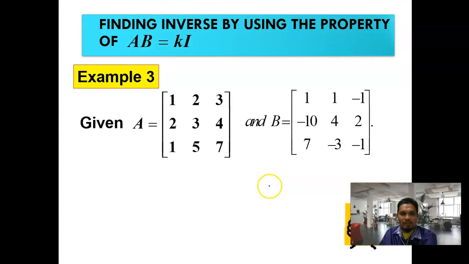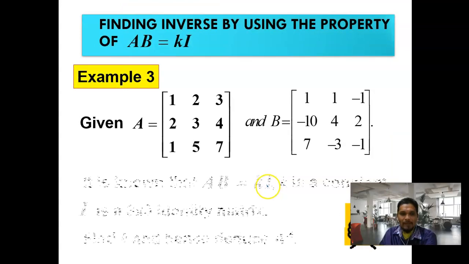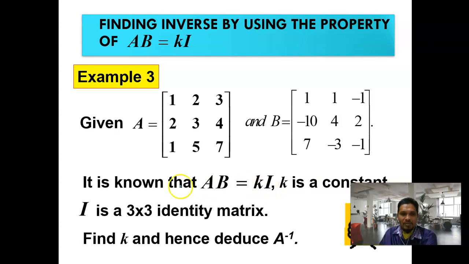Now find the inverse using the property of AB equals KI. It's known that AB equals KI, where K is a constant and I is a 3 times 3 identity matrix. Find K and hence deduce A inverse.